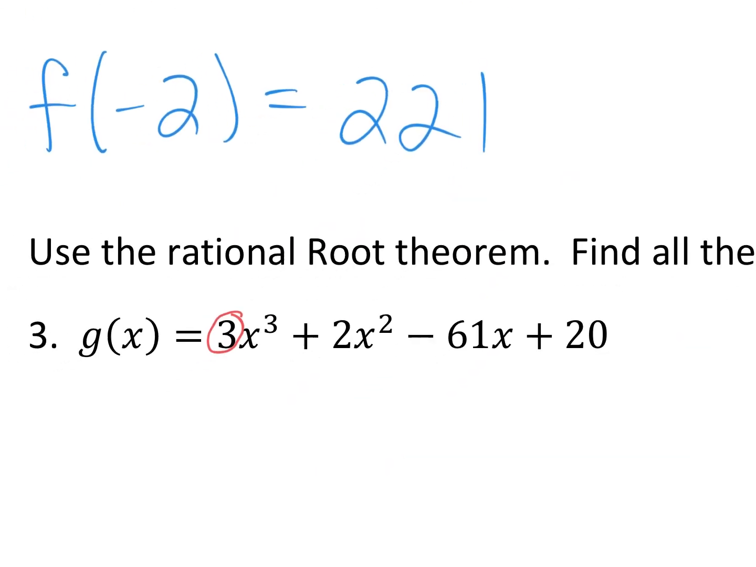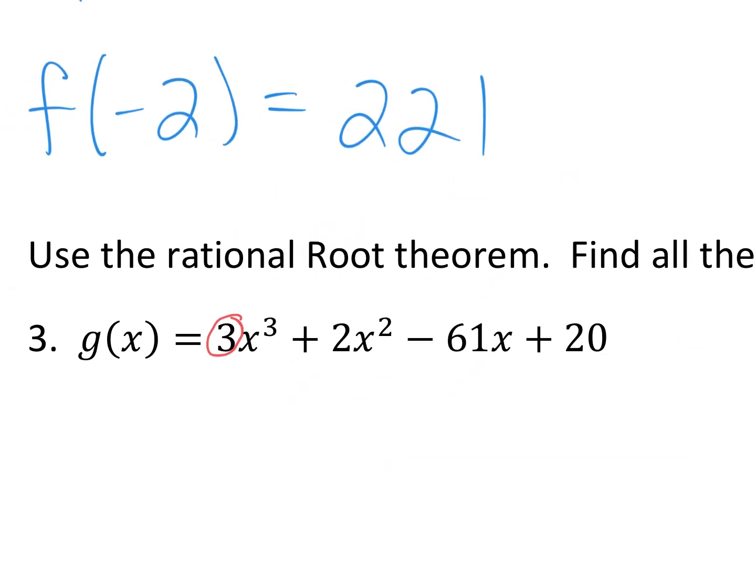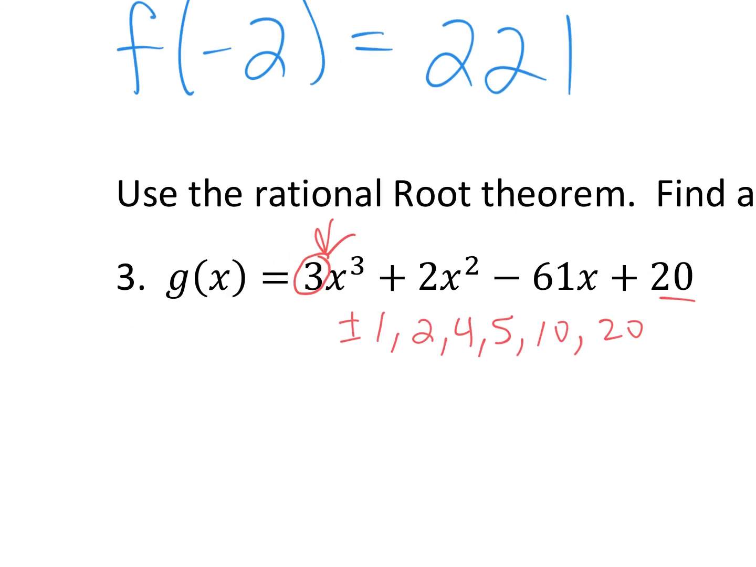And then this one over here, guys. Again, tomorrow on your test, your leading coefficient will be 1. But in this case, we're just going to pretend like it's 1 and do our P over Q like we usually do. We set our factors of 20. So 10, 20. And synthetically divide. So I'm going to try 1. So 3, 2, negative 61, and 20.